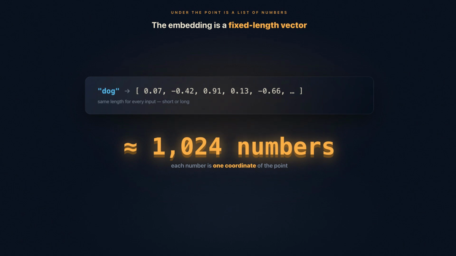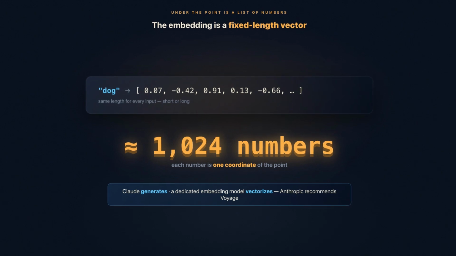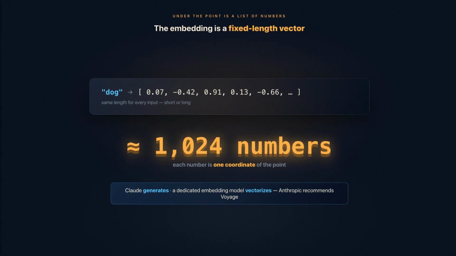One practical note, Claude itself doesn't hand you these vectors. You use a dedicated embedding model. Anthropic recommends Voyage. The language model generates, the embedding model vectorizes. And because every embedding is the same length, any two of them are directly comparable number by number.